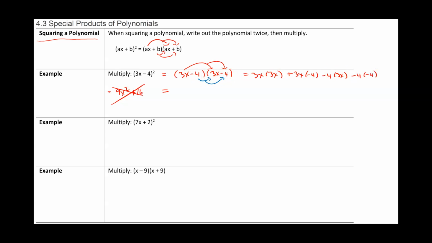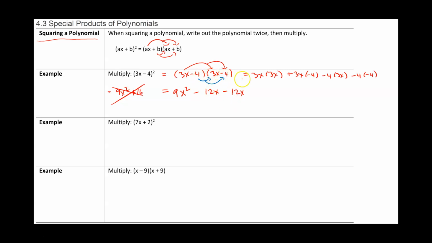I'm going to focus on doing it more mentally now. So we have 3 times 3 is 9, and x times x is x squared. So 3x times 3x is 9x squared. 3x times negative 4, so I have a positive times a negative, so I have a negative sign. 3 times 4 is 12, and then I have the x, so it's a negative 12x. Same thing here. I have a negative times a positive, so it's a negative. Always start with the sign. So if you have a negative times a positive, it's going to be a negative. 4 times 3 is 12, and then we still have the x.